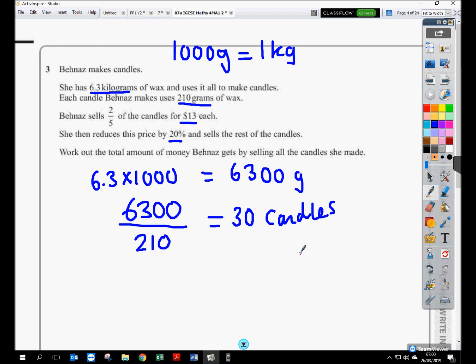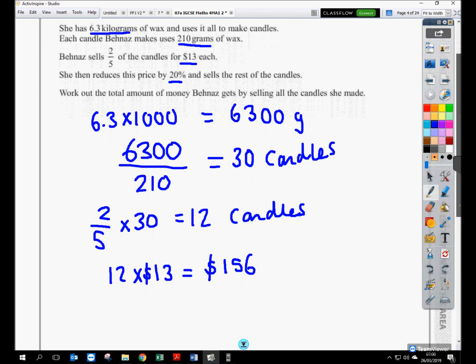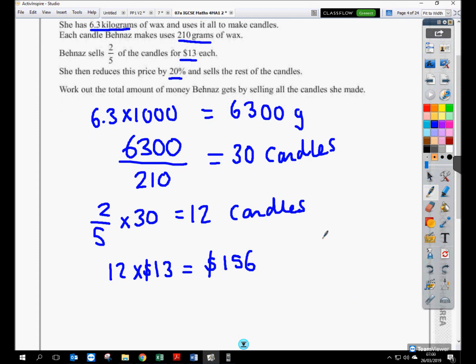Okay. So she's going to sell 2/5 of the candles at $13 each. So what is 2/5 of 30? Well, just type it in the calculator. 2/5 times 30 is equal to 12 candles. Obviously use the calculator, remember. So she's going to sell 12 candles at $13 each. So 12 times $13 gives her $156 income.